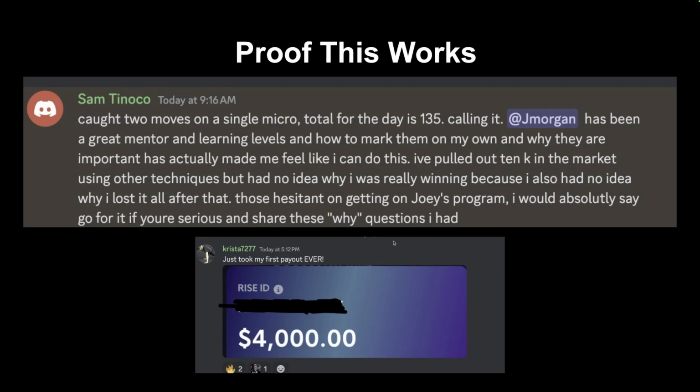And all of this revolves around understanding key levels, marking them, and being able to take trades from them with total confidence in your decision making and in your actions, right? That's the whole goal of this.